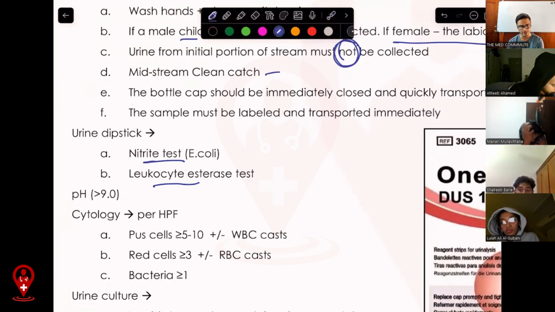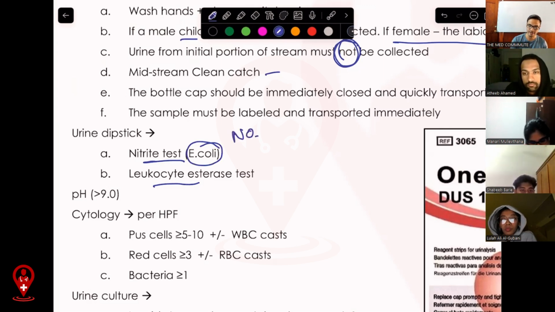These are the two most important ones, right? What is this nitrite test? Look at this, guys. Specifically, there are some pathology organisms like E. coli. These guys can convert nitrate to nitrite, right? They can reduce nitrates to nitrites. They have the ability to do this.